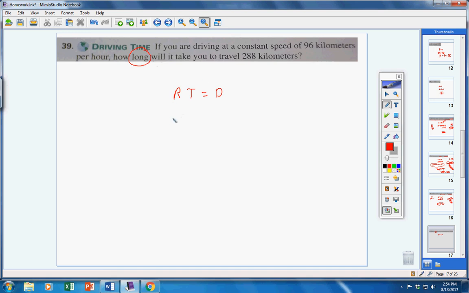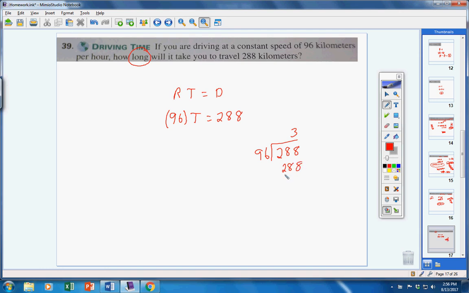So your rate is your speed, and that's 96 kilometers per hour. Your time is what you're looking for, so t, and your distance is 288. Now, think about this for a second. We're trying to find a number that 96 times some number gives you 288. Well, you could try to figure that out, but instead, remember what I taught you, take this number here and divide it by this number here. So we have 288 divided by 96, which does give you 3, by the way.